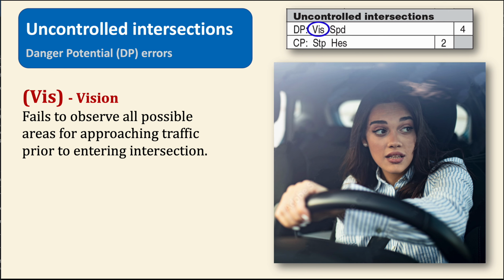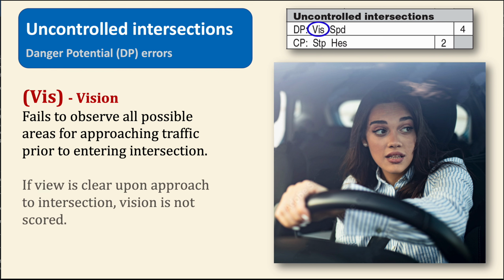Okay. The vision penalty: if the applicant fails to observe all possible areas for approaching traffic prior to entering the intersection. So generally, they're going to need to scan left and right, of course. Now, if the view is clear upon the approach to the intersection, like there's not a lot that's obstructing it, you can see clearly, don't score vision here.